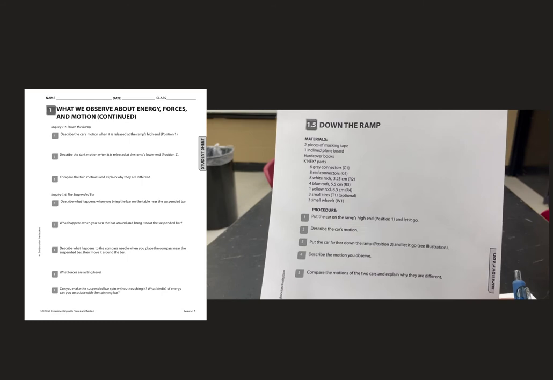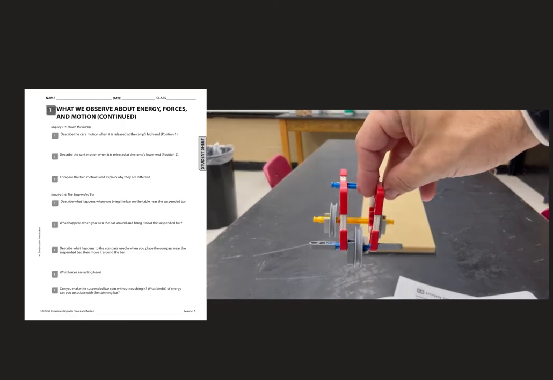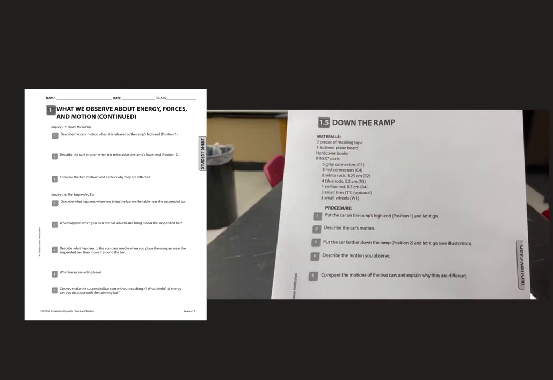All right, guys, so this is 1.5, rolling down the ramp. So I've already got everything built for you. We're going to be using this ramp that you see here and this car built out of Connects pieces for the purposes of this activity. So, procedure. Put your car on the ramp's high end, position 1, and let it go. That's that top piece of masking tape you see up there. So it'd be up here. This would be position 1. All right, and let it go.